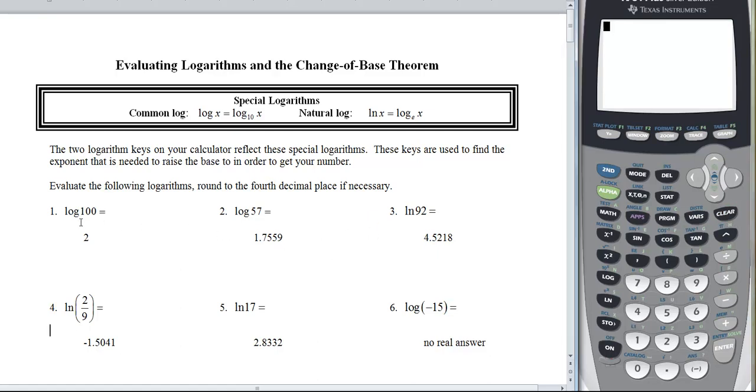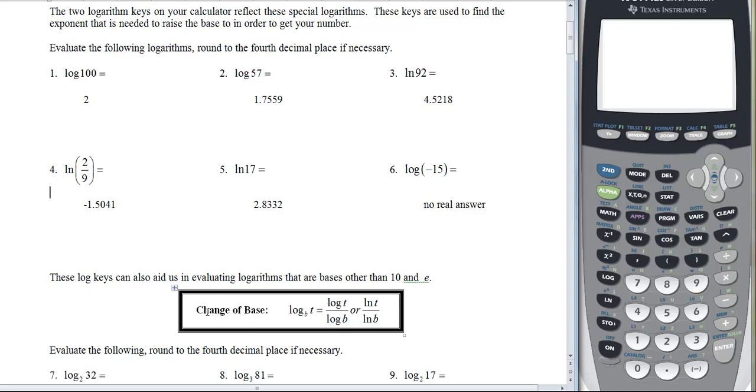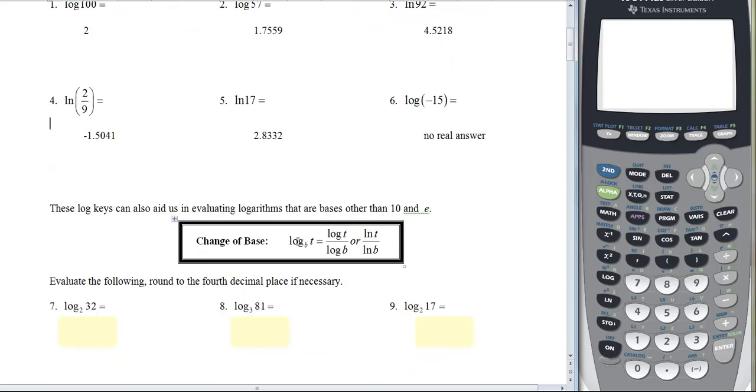Alright. Now, these keys here are only when we have base 10 and base e. Well, what if we have a different base? Well, this is what's called change of base. These log keys can also aid us in evaluating logarithms that are bases other than 10 and e. So, notice log of my number goes numerator, log of base goes bottom. Or I could do ln of this number over ln of b. Sometimes I like an n here, so that'd be log of number goes numerator and log of base goes bottom.